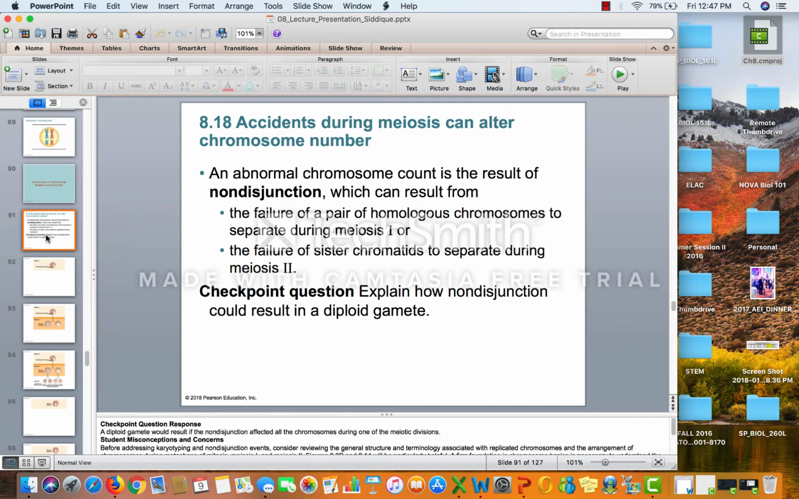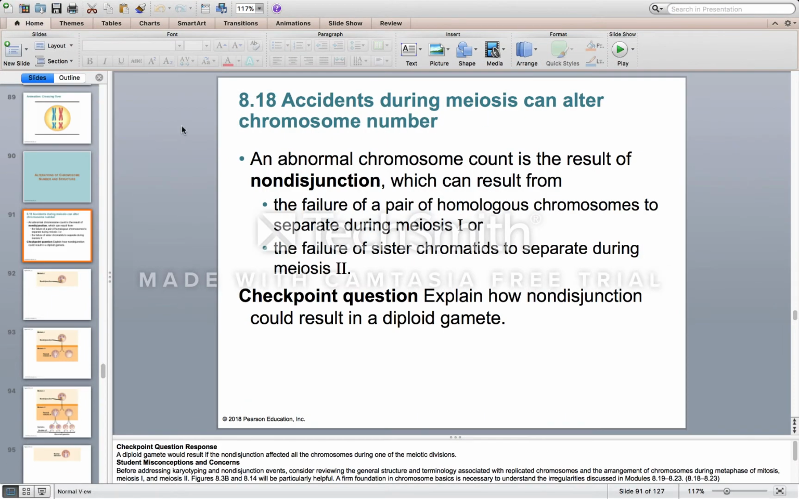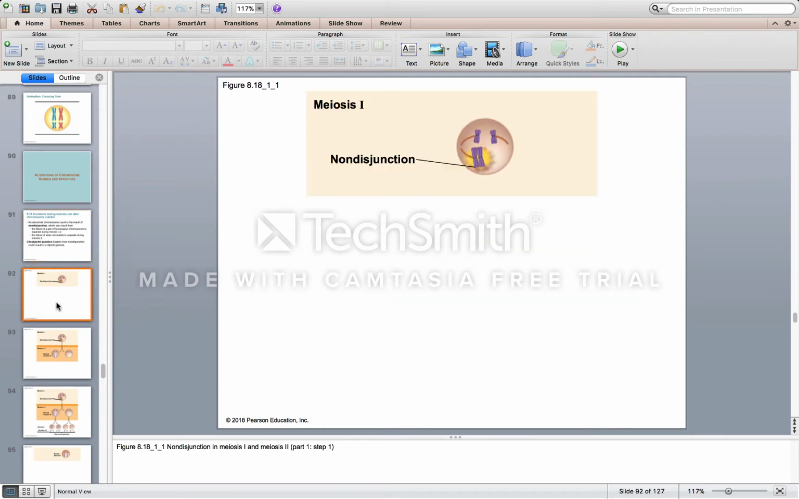So here's a checkpoint for you. Explain how non-disjunction could result in a diploid gamete. And this could typically be if all the chromosomes are basically affected during one of the meiotic divisions, right? If it's in meiosis 1 or meiosis 2, where some of the gametes don't undergo a complete separation, you're going to have some accidents. You're going to have some chromosomal non-disjunction, right? Again, an abnormal amount of chromosomes are going to be divided, and this is going to result in an abnormal series of resultant chromosomes.